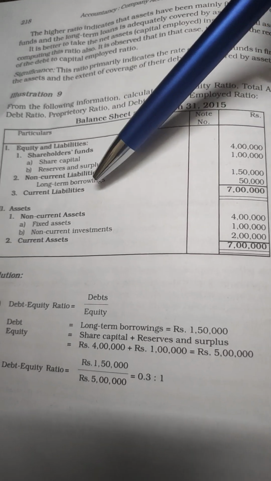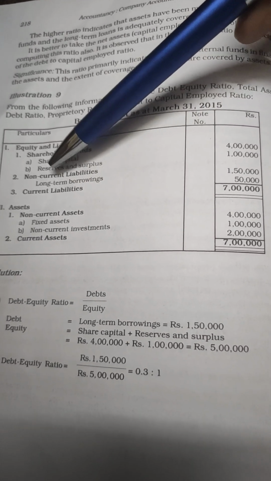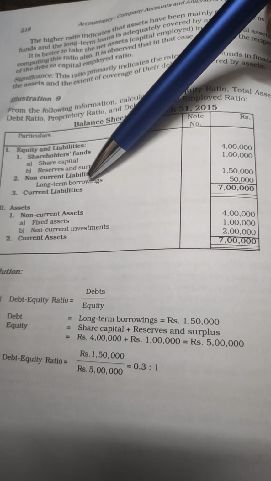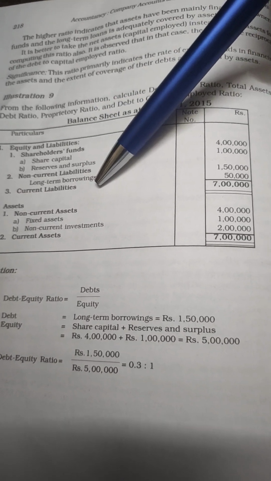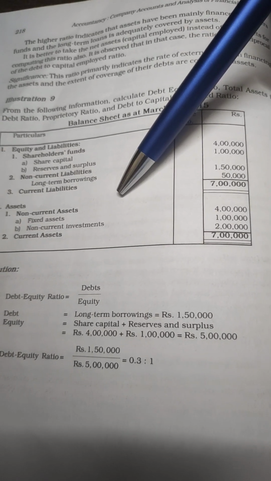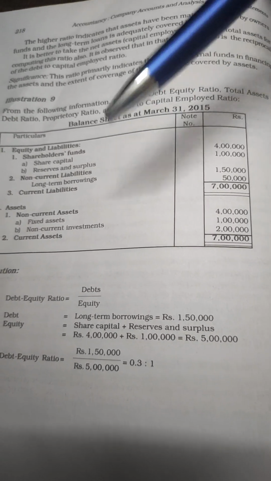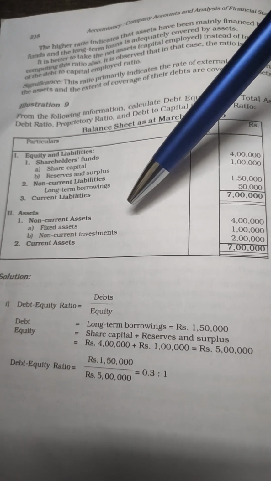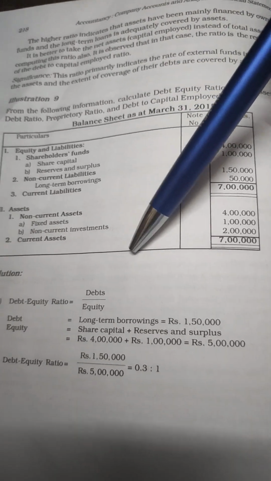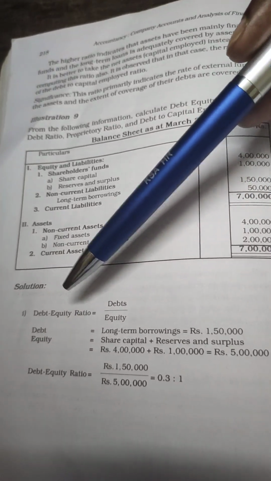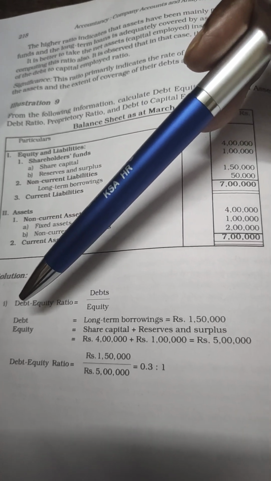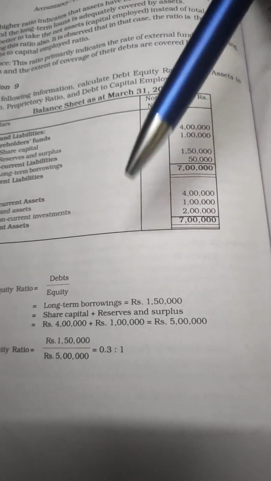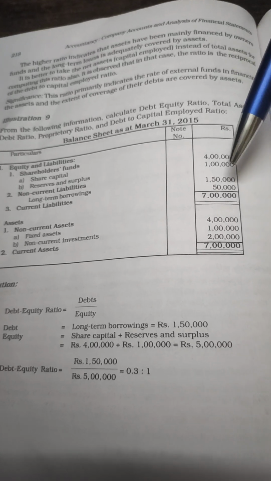So here we can see that under the non-current liabilities, long-term borrowings is given. That is debt. Long-term borrowings or long-term loans all come under the debt. So we write debt is equal to long-term borrowings. The amount for this one is 1,50,000.